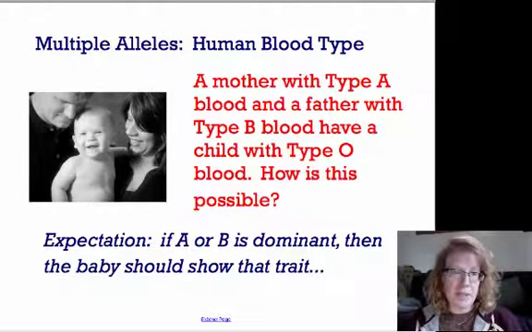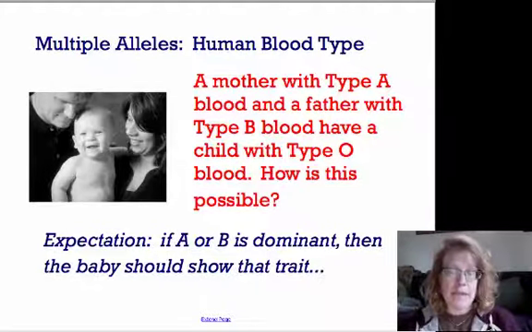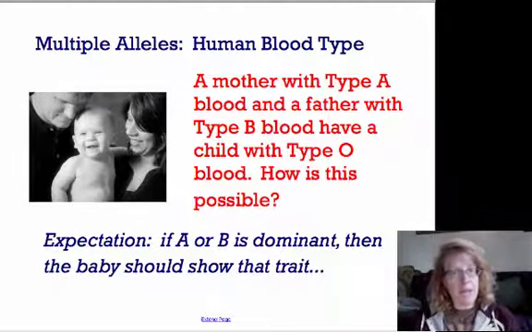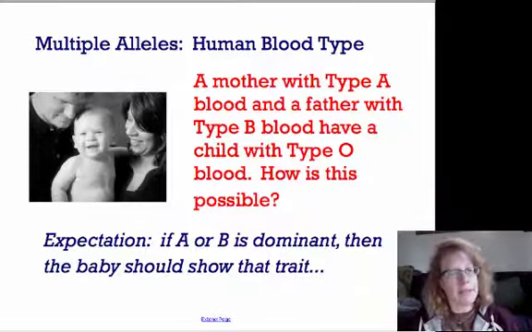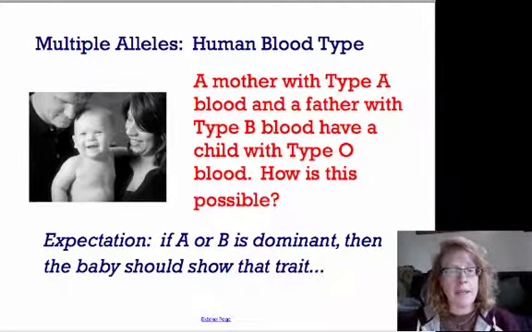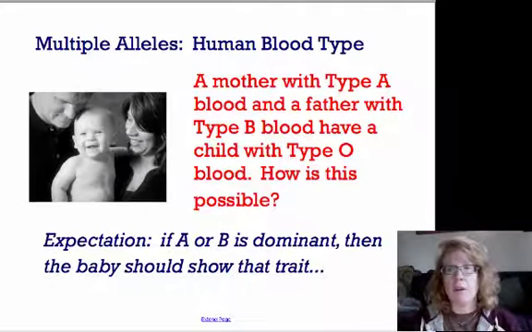First example, something called multiple alleles. Human blood type is an excellent example of this. So here's a possible question. If you got a mother with type A and a father with type B, they have a child with type O blood. How is that possible? We would expect that if type A was dominant or type B was dominant, then the baby should show one or the other of those traits. But here the baby's showing an actual totally different third type trait.